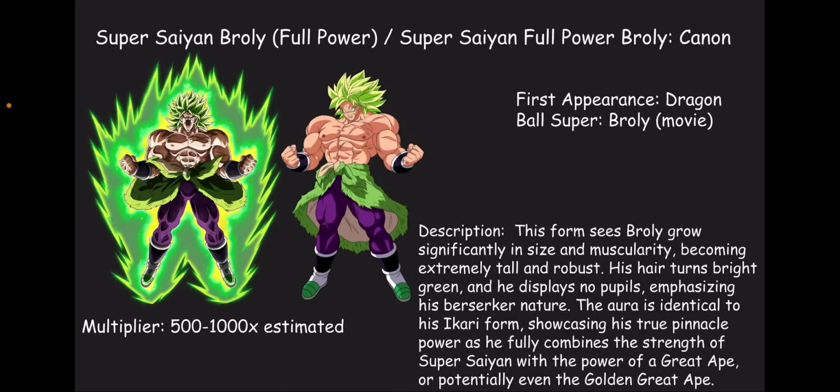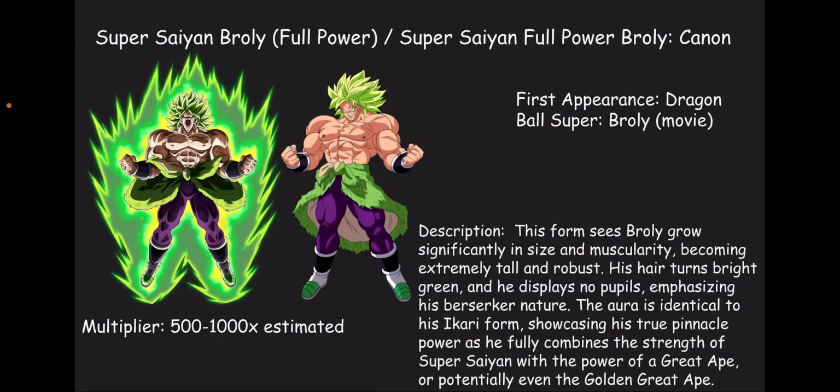Last transformation. Super Saiyan full power Broly. This one, I guess, honestly, 500 does seem like it would actually work, but sometimes it doesn't. It could be 500. Could be 1,000 because it could be 2 times stronger. That's why he was able to go against Super Saiyan Blue Gogeta. Sorry for making a bunch of these mistakes, but yeah, this is basically a more refined new transformation of Ikari combined with Super Saiyan.